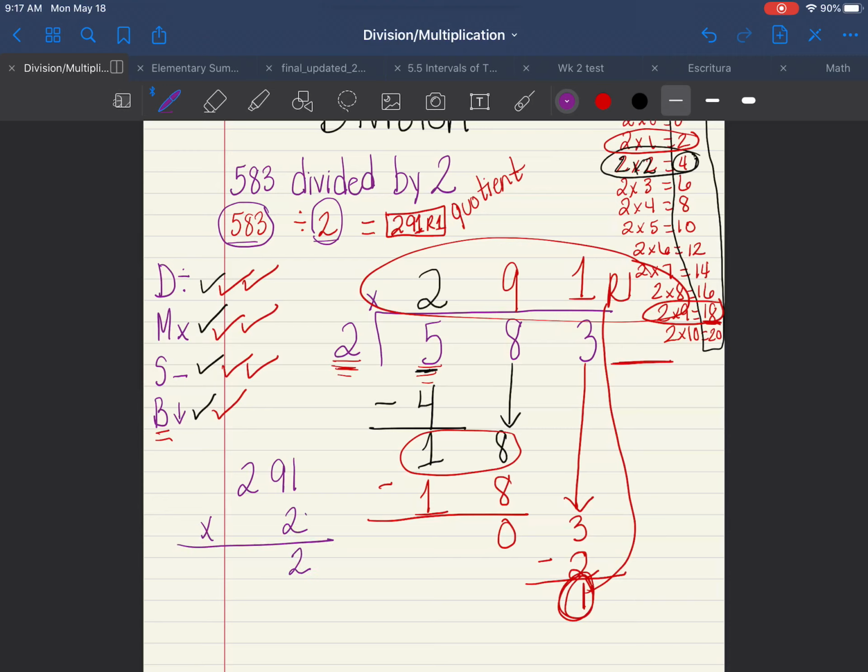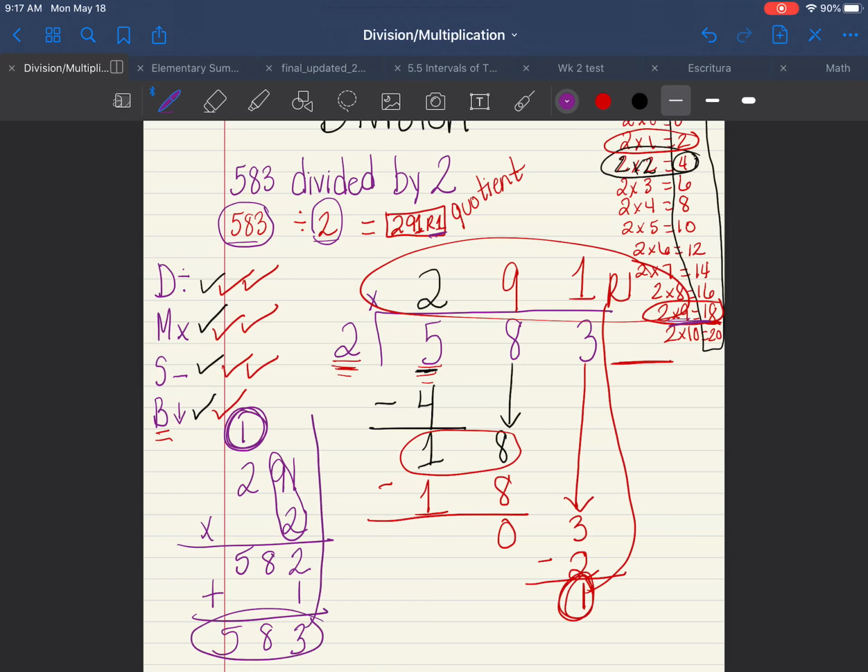I can go ahead and check my work by multiplying my quotient, which is 291, times 2. 2 times 1 is 2. 9 times 2, it's up here, 18. 2 times 2 is 4, and 1 is 5.